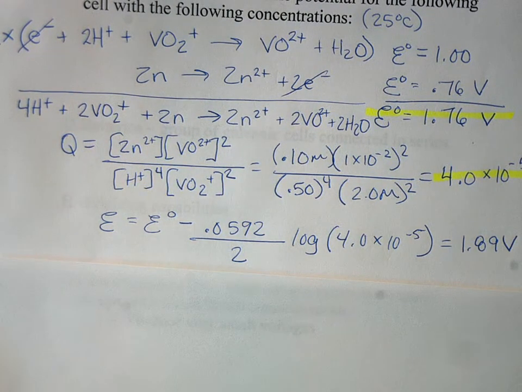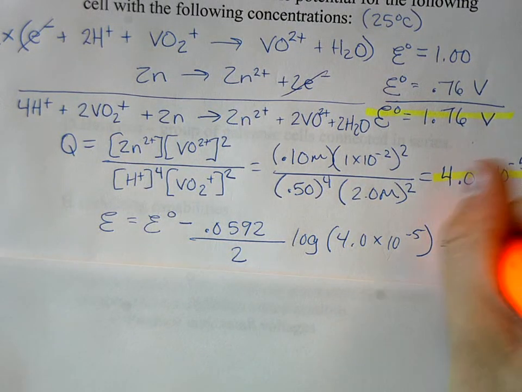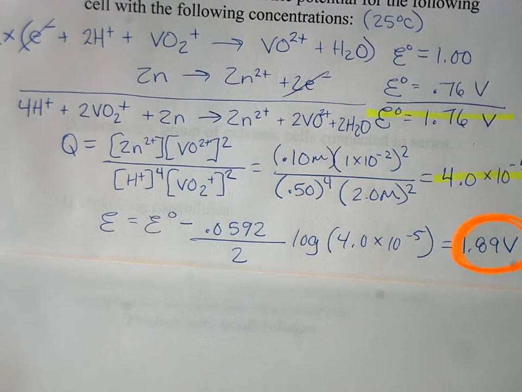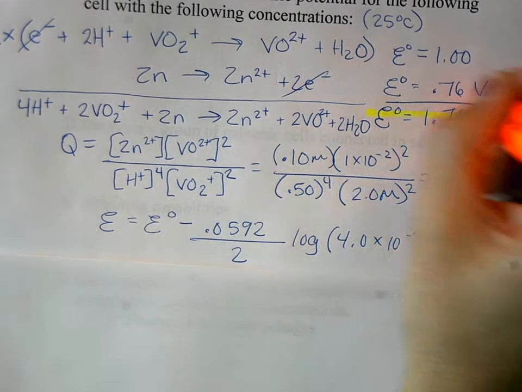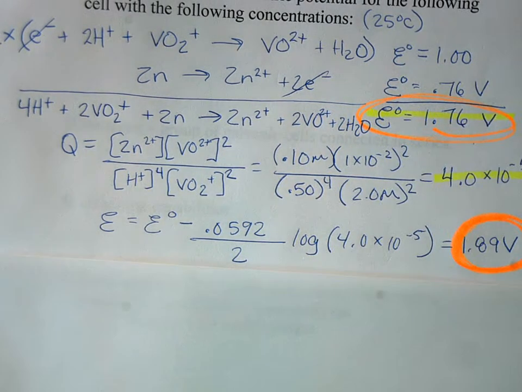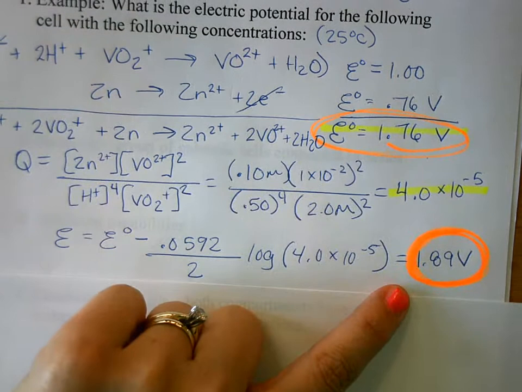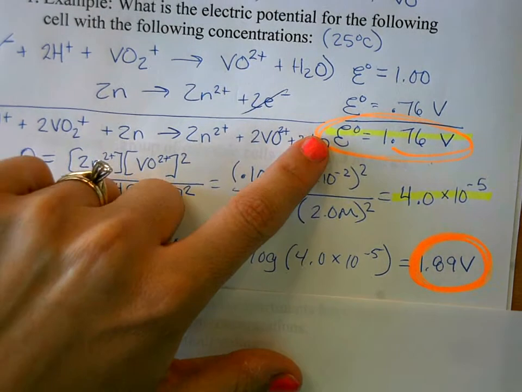What you want to compare then would be, this is the electric potential at the conditions that I was given, the concentrations that I was given. This would have been the electric potential if I had 1 molar concentration of all the ions. And so you can see that I've got more voltage than I did at 1 molar concentration.